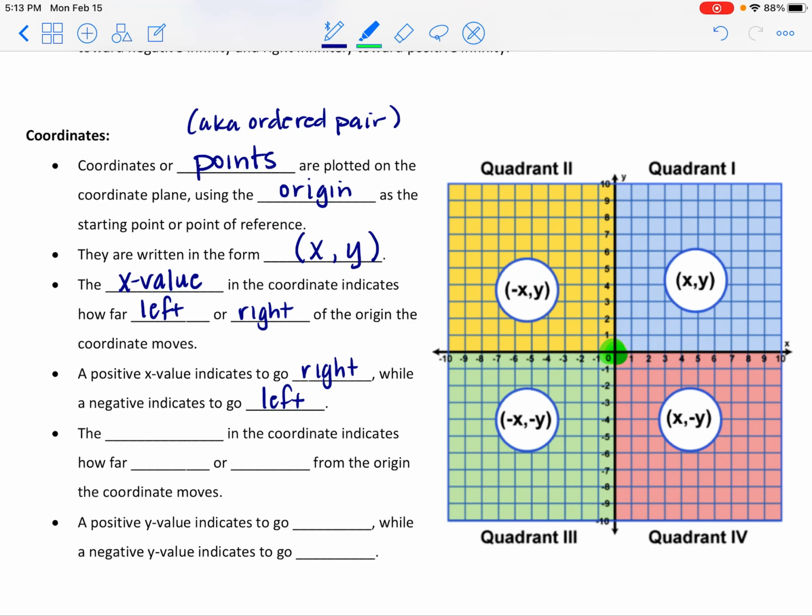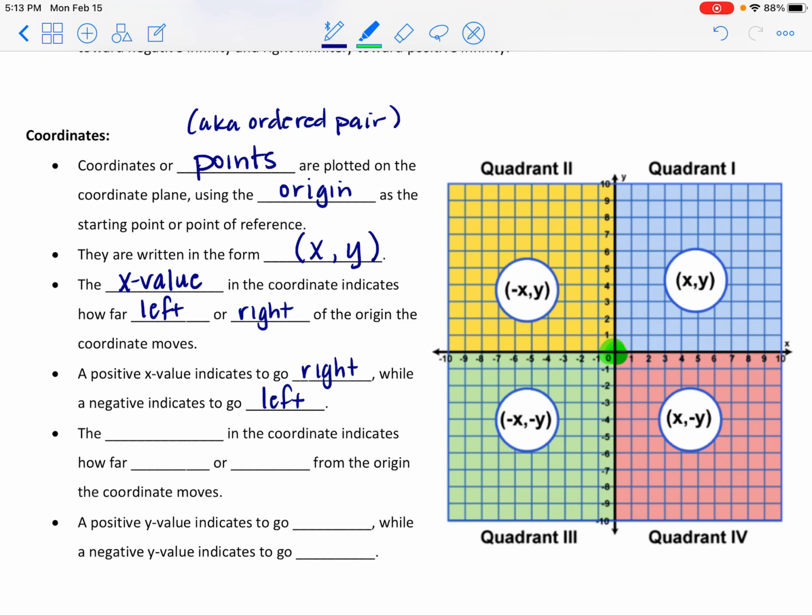If we have an x value that's negative, we're going to go toward the negative x values, which is to the left. Okay, and then the same thing happens with the y value. So the y value, or the y coordinate, or that second number in our ordered pair, is going to tell us how far up or down we're going to move from the origin. So if we have a positive y value, we would go up toward those positive y values. And if we have a negative y value, we're going to go down towards those negative y values.